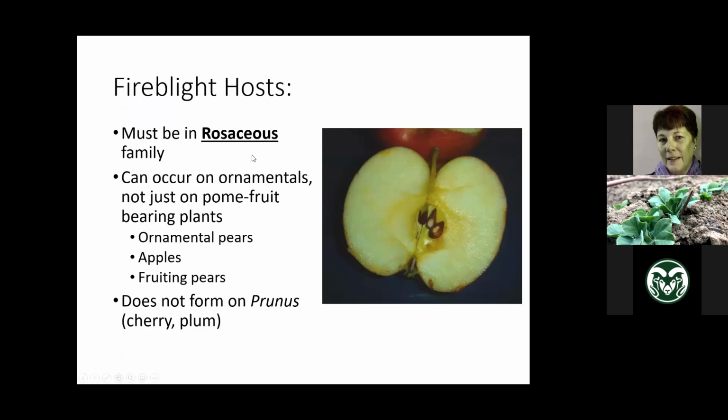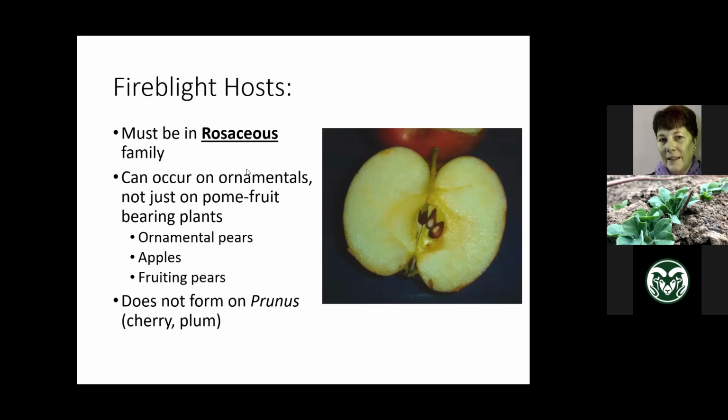So the fire blight hosts have to be in the rosaceous family. It can occur on ornamentals, pome fruit bearing plants. So we can see it on ornamental pears, apples. It does not form on Prunus, cherry or plum. Although there was one report, obscure, many years ago, of fire blight on peach. It has not been reported on peach since. So it was very weird, and it's not considered to be a host of peach trees either.